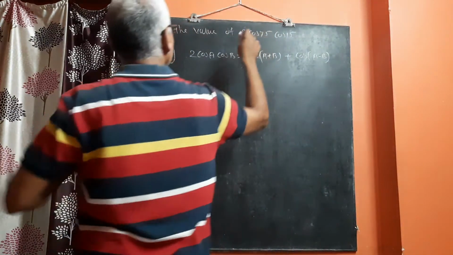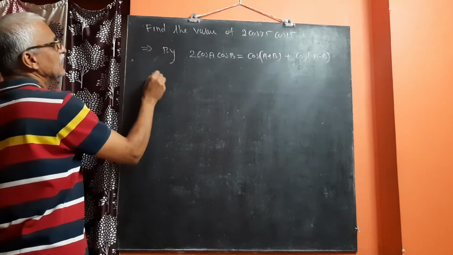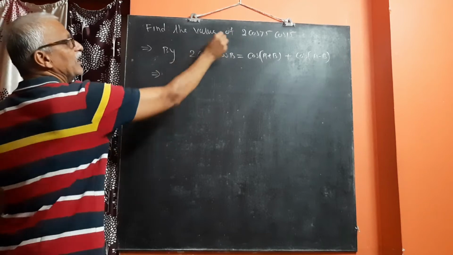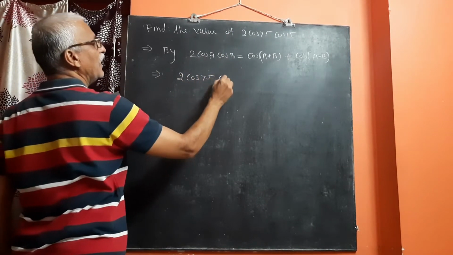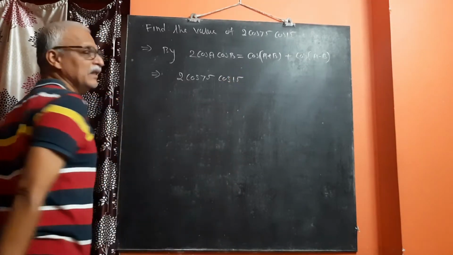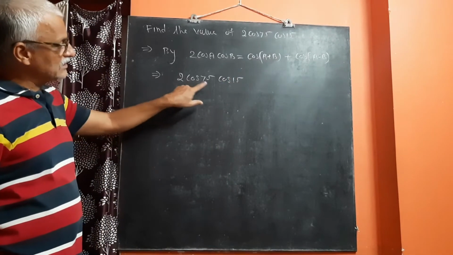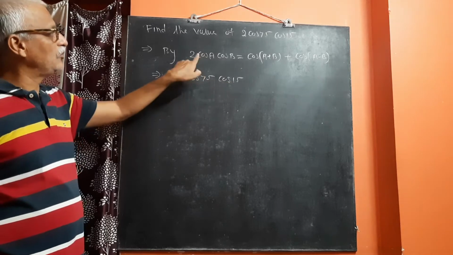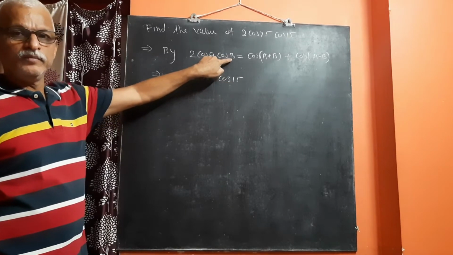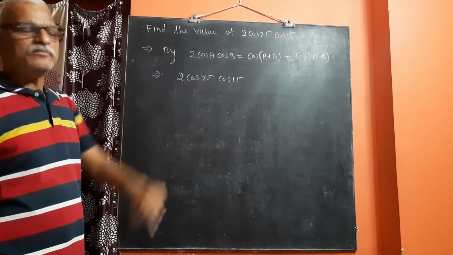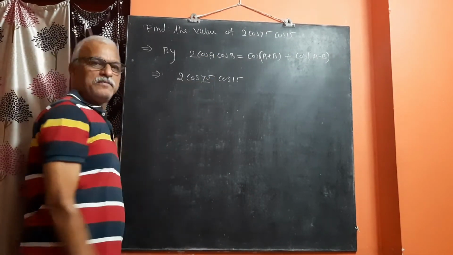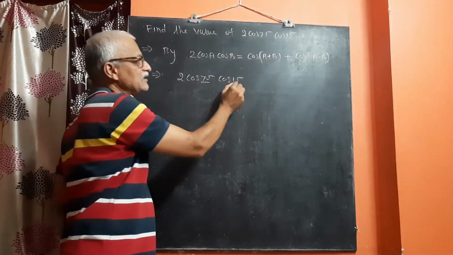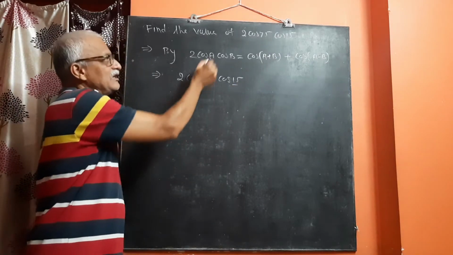So here the given value is, we have to find out the value of 2 cos 75 into cos 15. Now if we compare 2 cos 75 into cos 15 with 2 cos a into cos b, then the value of angle A is 75 and B is 15. So we can apply this formula here.